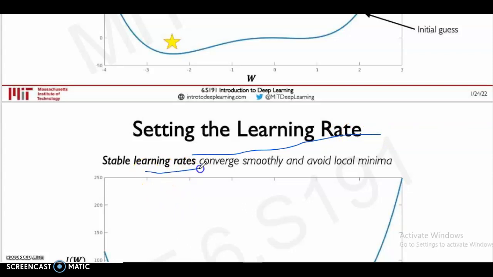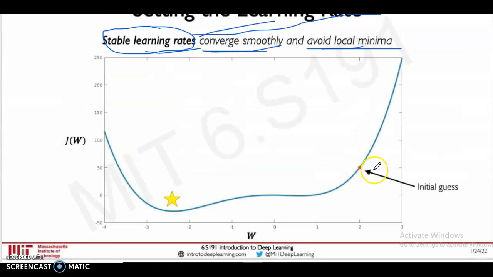Stable learning rates converge smoothly and avoid local minima. If you have a stable learning rate, that is, a proper learning rate setting, it will converge smoothly and avoid local minima. That is the initial rate.